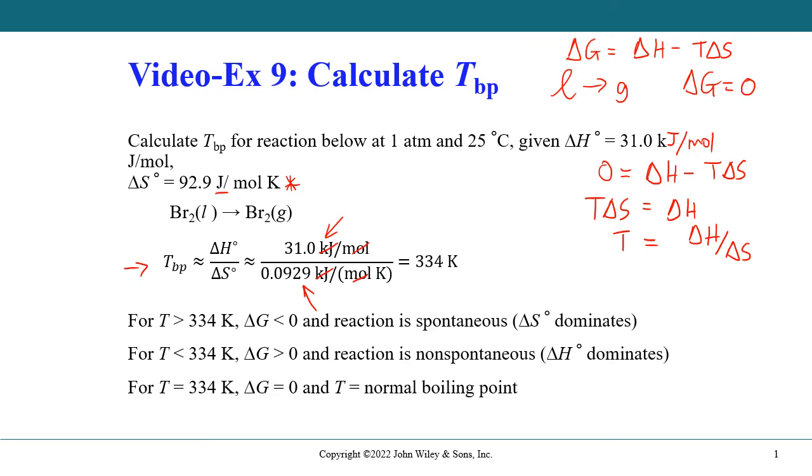And finally, for a temperature equal to 334 Kelvin, delta G is going to equal 0, and the temperature is going to be the normal boiling point.